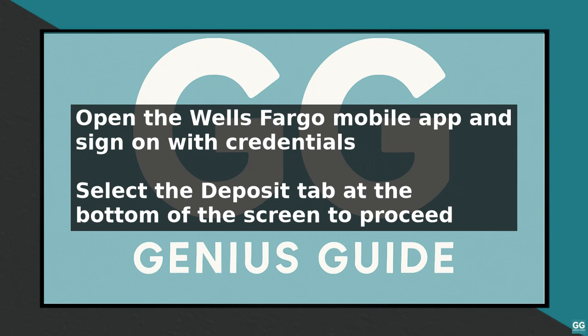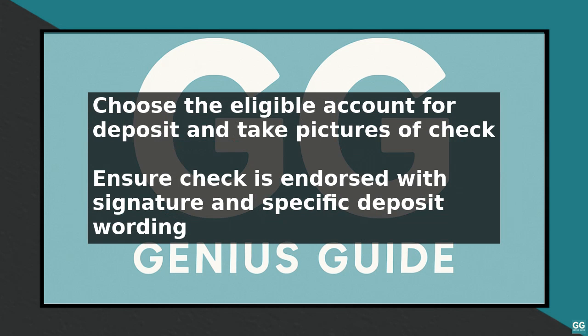Make sure the check is endorsed with your signature and the words "for mobile deposit only at Wells Fargo Bank." The check should be placed on a flat surface with good lighting and the camera should be held directly above the check. To capture the images, select the front of check and back of check buttons in the app. The app will guide you through the process of taking and reviewing the pictures. Ensure the images are clear and the check information is readable.